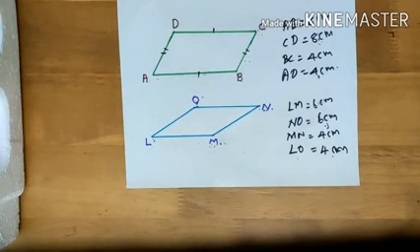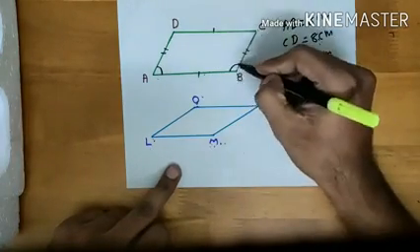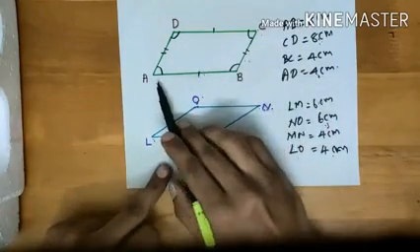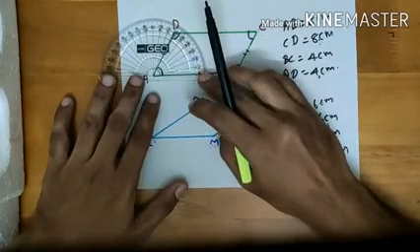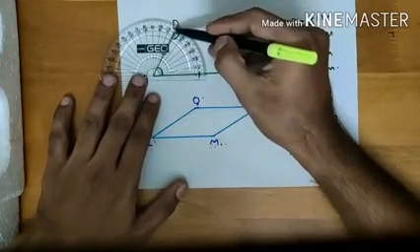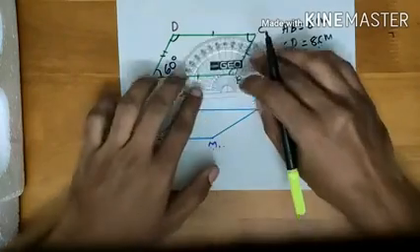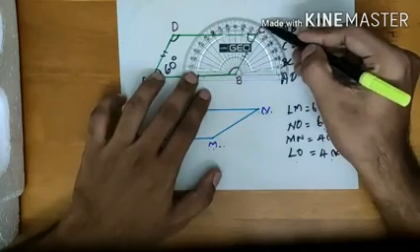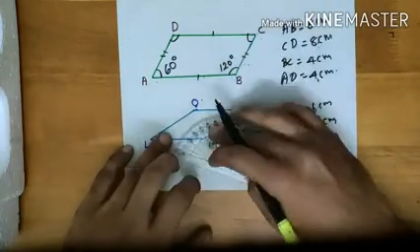Now, we measure each angle, that is angle A, angle B, angle C and angle D in parallelogram ABCD. Measure the first angle, angle A. It is 60 degree. Now angle B is 120 degree.